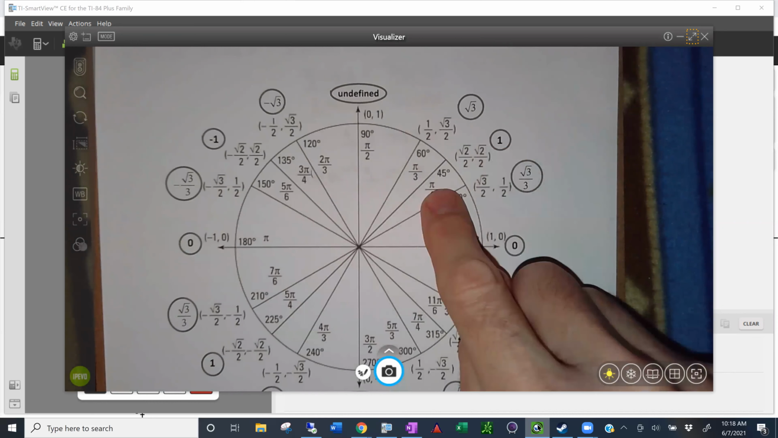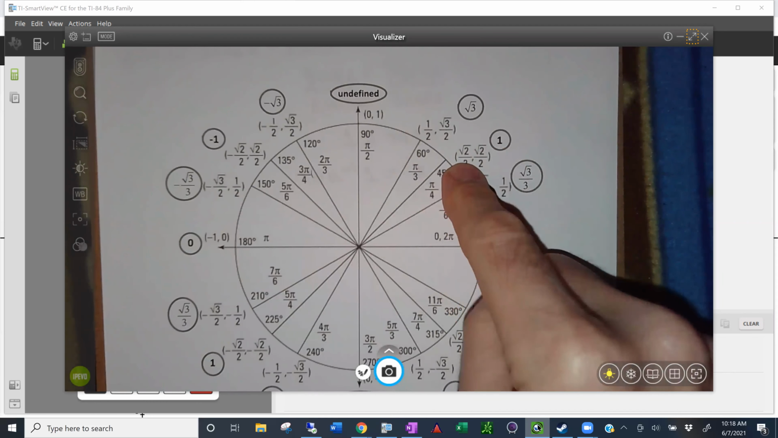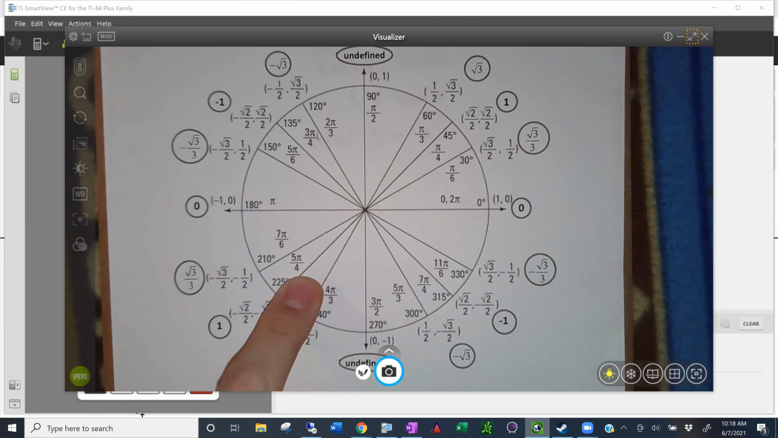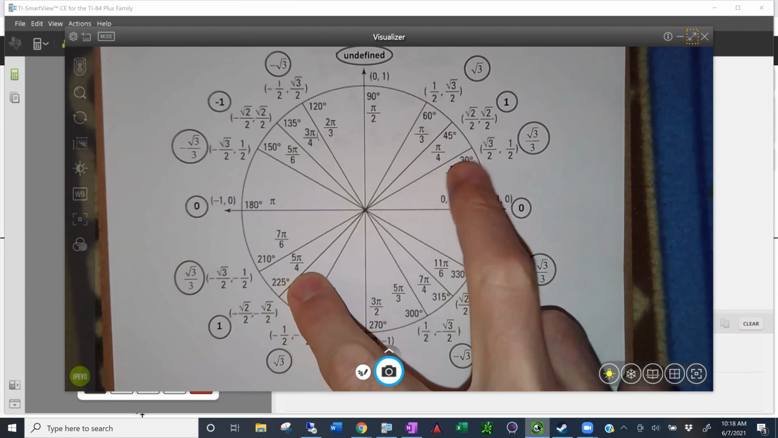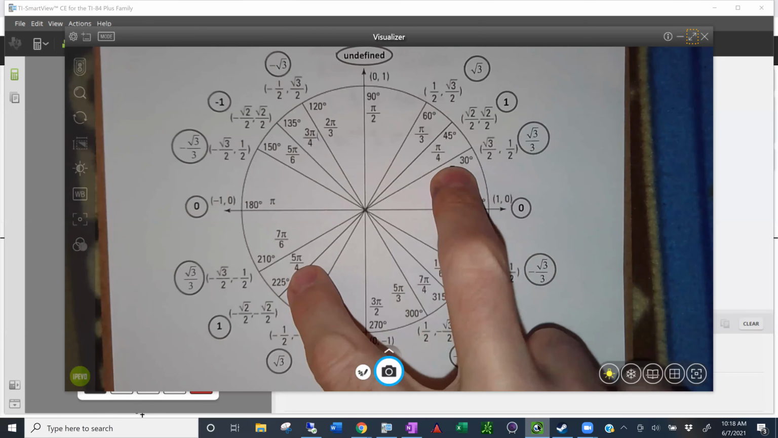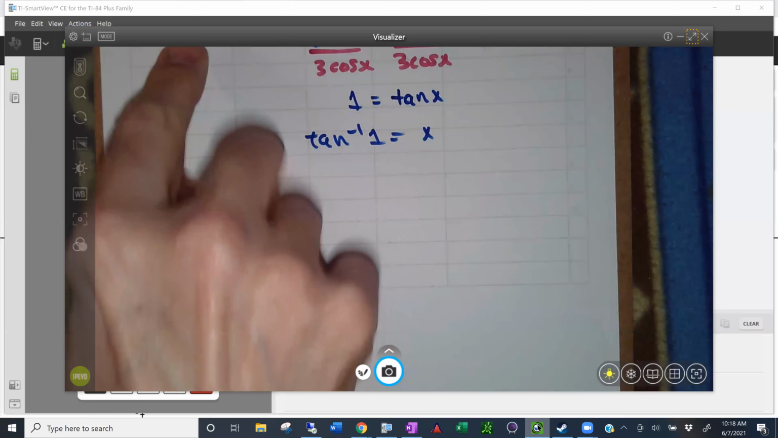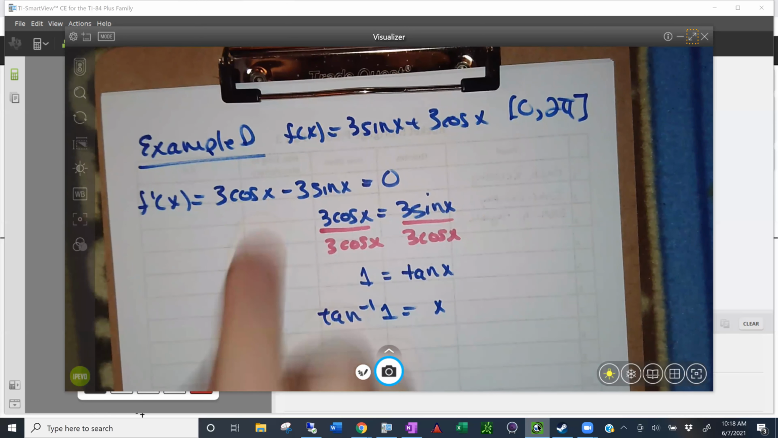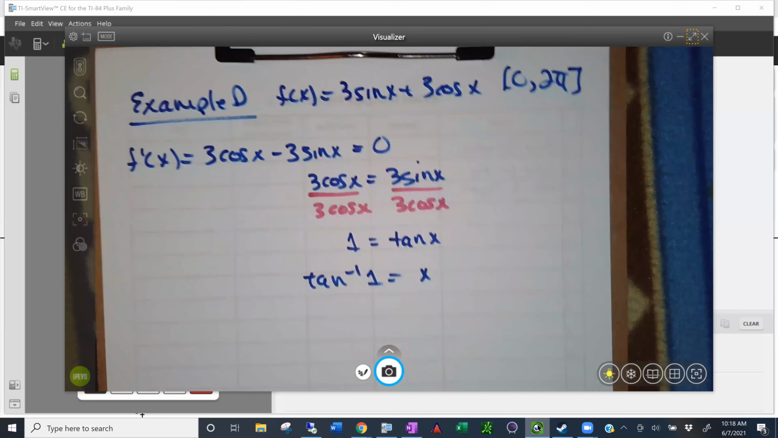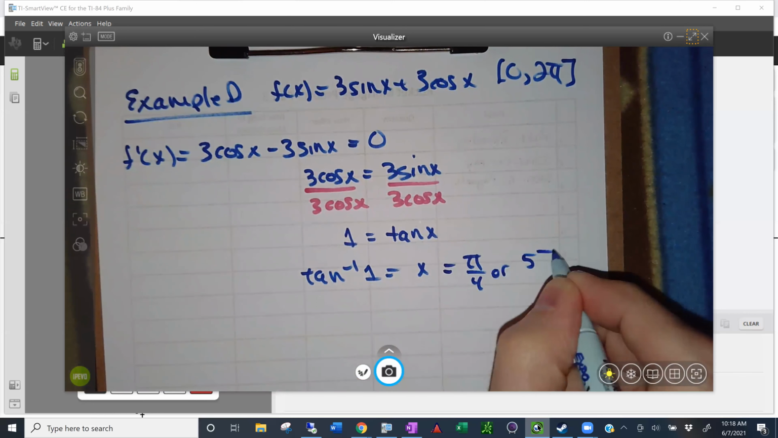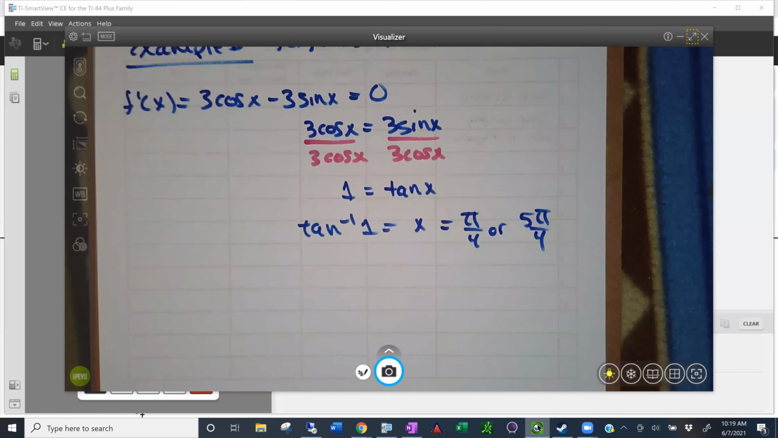Tangent is equal to 1 at pi over 4, but tangent is also periodic with period pi. So if I move a distance of pi around the unit circle, I'll see another place at 5 pi over 4. So these 2 points, pi over 4 and 5 pi over 4, are places where the tangent will equal 1, or more importantly, where the derivative is going to equal 0. So x could equal pi over 4 or 5 pi over 4. Let's put that aside for a moment and continue working with the second derivative.